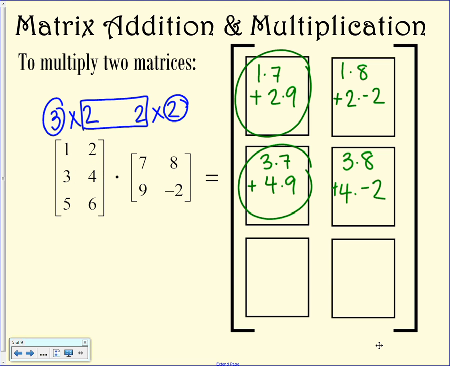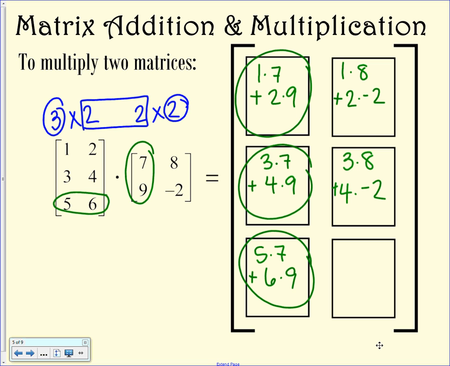Now for that last row, we're going to use the bottom row. And for this element here, we're going to use the first column. So we're going to have 5 times 7 plus 6 times 9. And then for the bottom right number, we're going to use the second column. So we're going to have 5 times 8 plus 6 times negative 2. And so now all you have to do is simplify that to get your final answer.